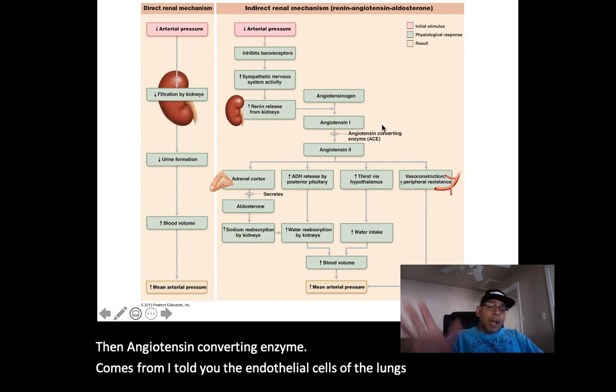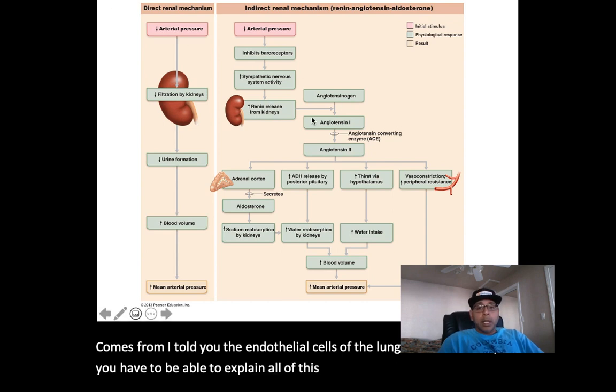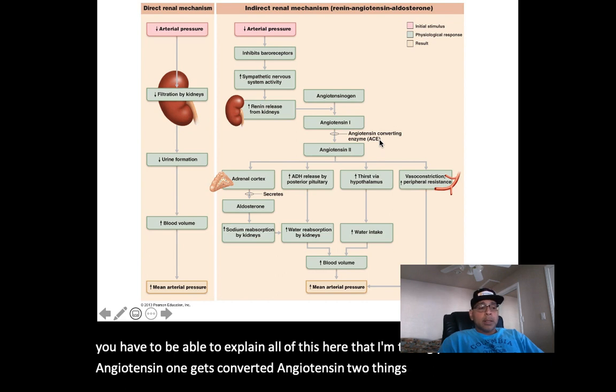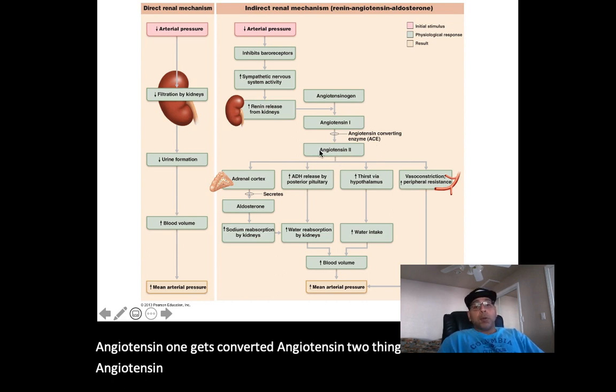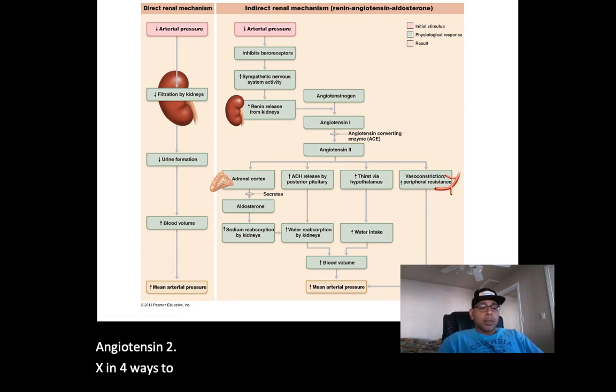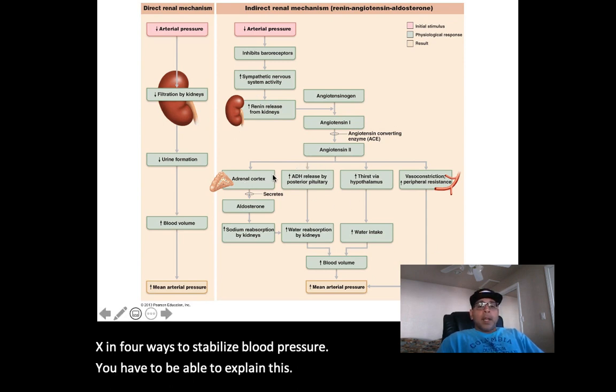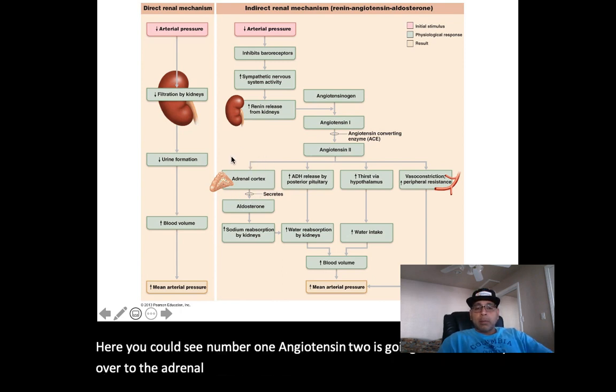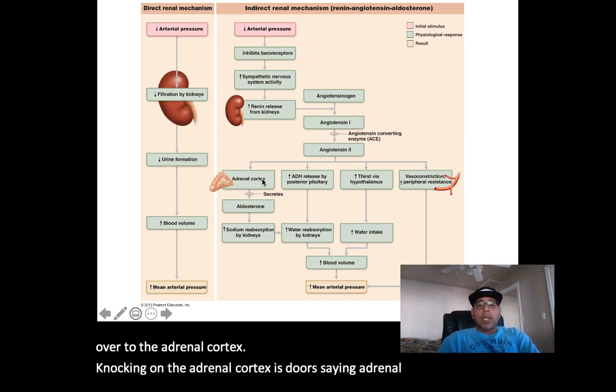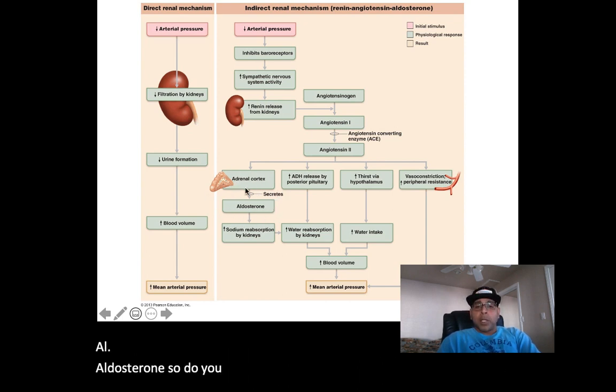So for this essay, you have to be able to explain all of this that I'm telling you. Angiotensin 1 gets converted to angiotensin 2 thanks to ACE. Angiotensin 2 acts in 4 ways to stabilize blood pressure. You have to be able to explain this. Number 1, angiotensin 2 is going to make its way over to the adrenal cortex, knocking on the adrenal cortex's door, saying, adrenal cortex, release big Al, aldosterone. So the adrenal cortex is going to release aldosterone.